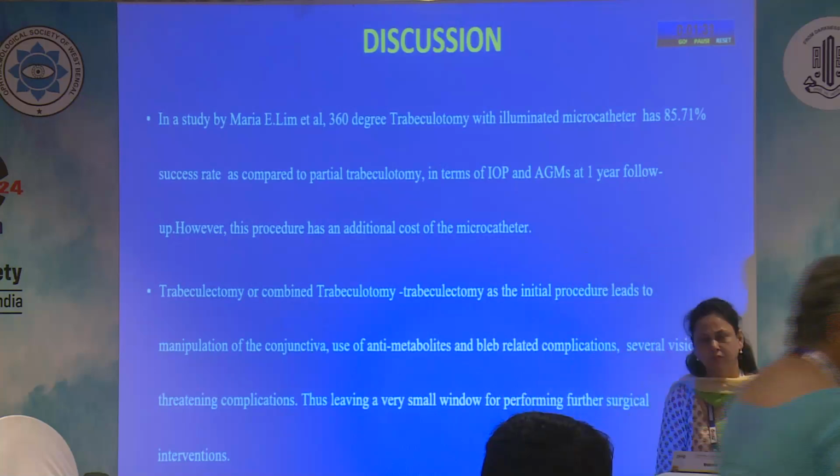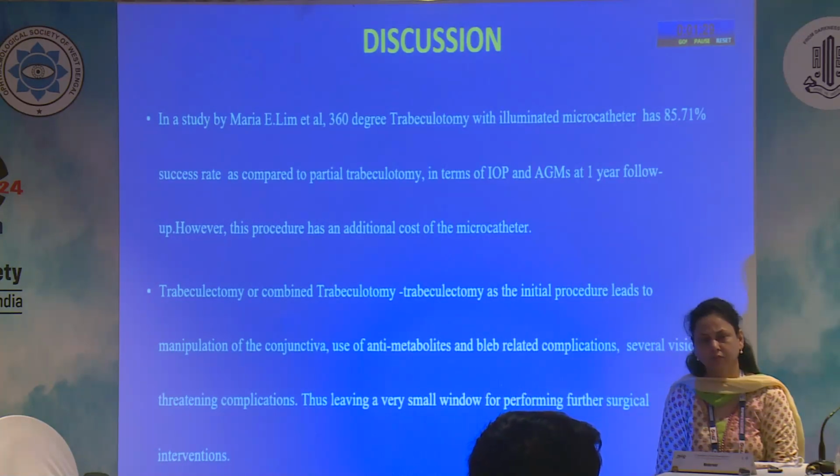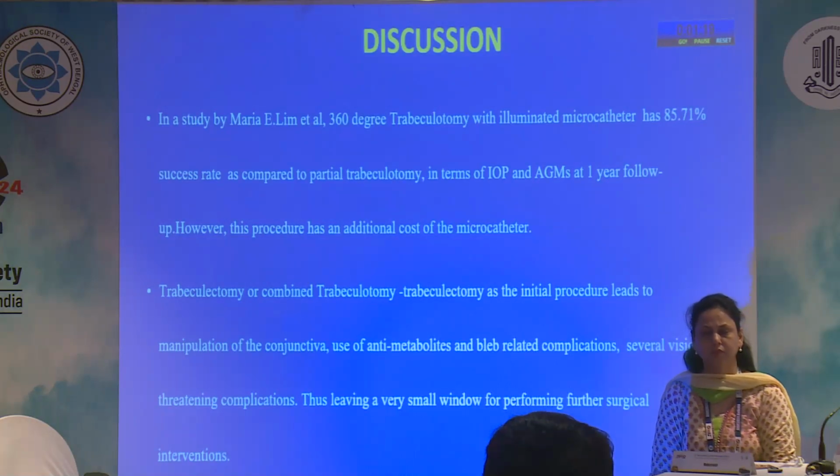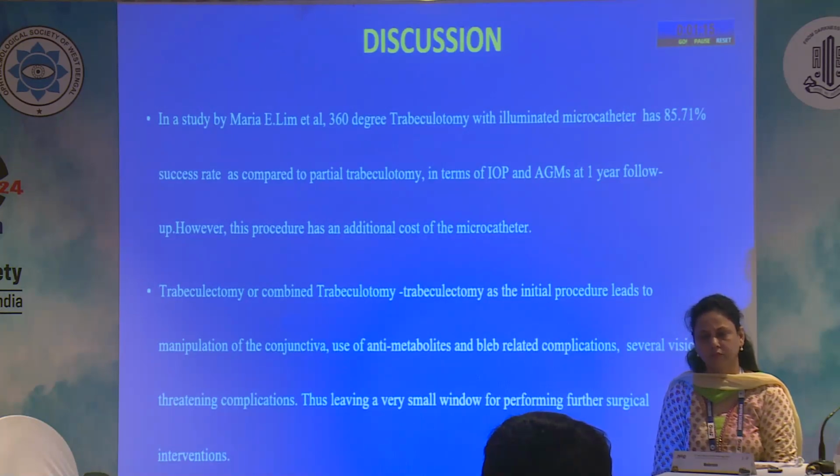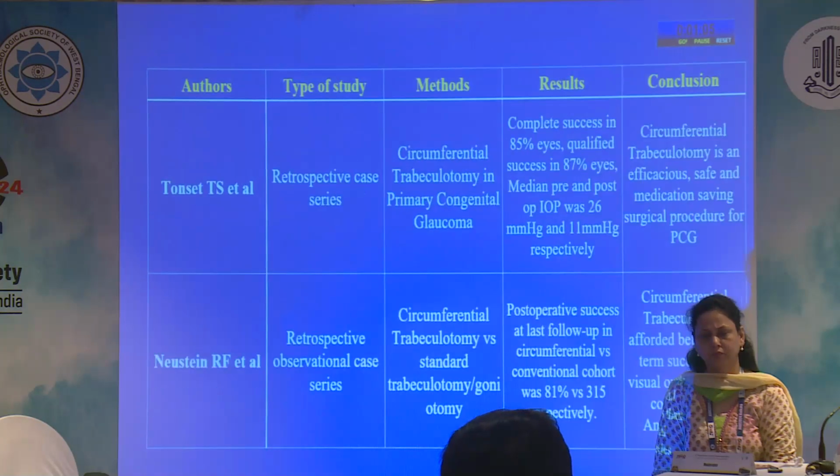Now, various studies have been performed comparing others like trabeculotomy. There was a study which compared 360 degree versus traditional, and they had good results with trabeculotomy, but trabeculotomy has the additional cost of the microcatheter. Also, if you perform trabeculectomy, it uses the conjunctiva. There is manipulation of conjunctiva, use of anti-metabolite, and there are blood-related complications. So, therefore, goniotomy appears to be safer.